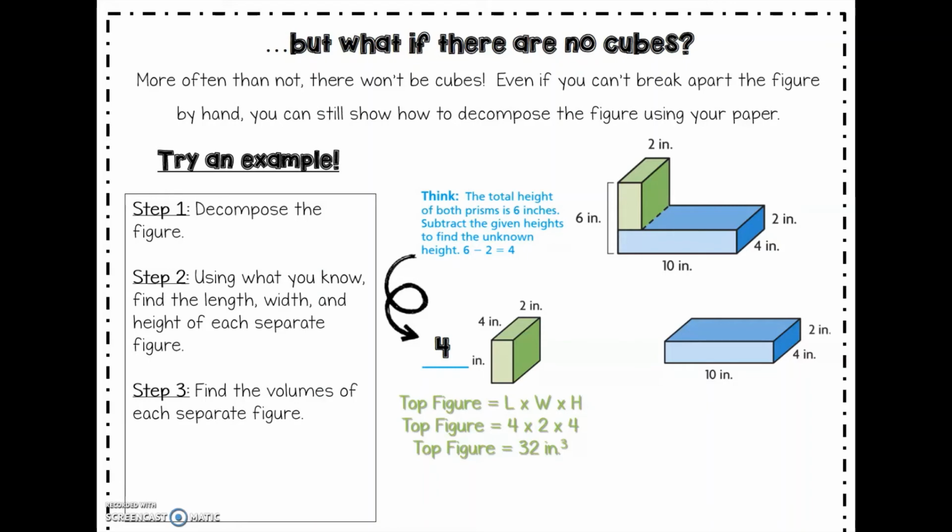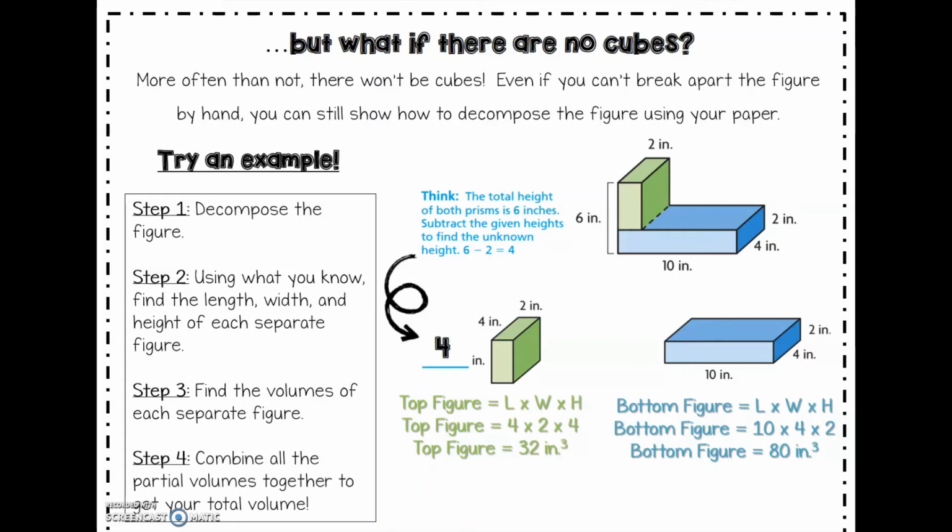I can do the same thing with the bottom blue figure. The bottom figure's volume is length times width times height. I can replace that with the dimensions 10 times 4 times 2. 10 times 4 is 40, and 40 times 2 is 80. So the volume of the bottom figure is 80 inches cubed.